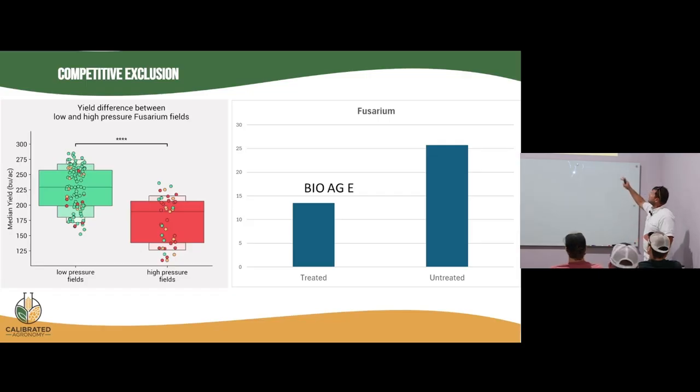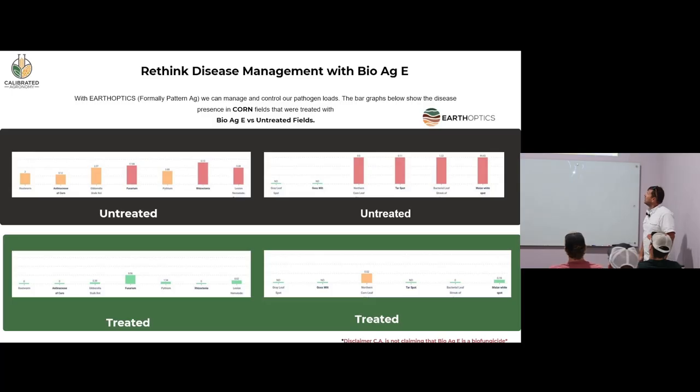But this is an example of Fusarium and how BioAg E, treated and untreated, can really lower that pathogen threat. This is a report from Earth Optics, and this is a 2,000 acre study we did on a local grower, and we essentially looked at 2,000 acres treated with BioAg E for 2 or 3 years and untreated, and then we looked at the disease profile of that farm.